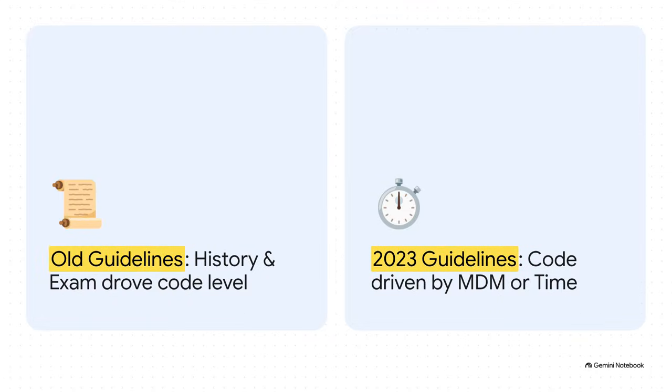Think about the contrast here. In the old days, we were basically bean counters, right? Tallying up bullet points for history and physical exams just to justify a code level. Thankfully, those days are long gone. Today, while the history and exam are obviously still essential for clinical validity, your code level is driven exclusively by the complexity of medical decision-making or the total time spent on the date of the encounter. It's just a brilliant simplification.